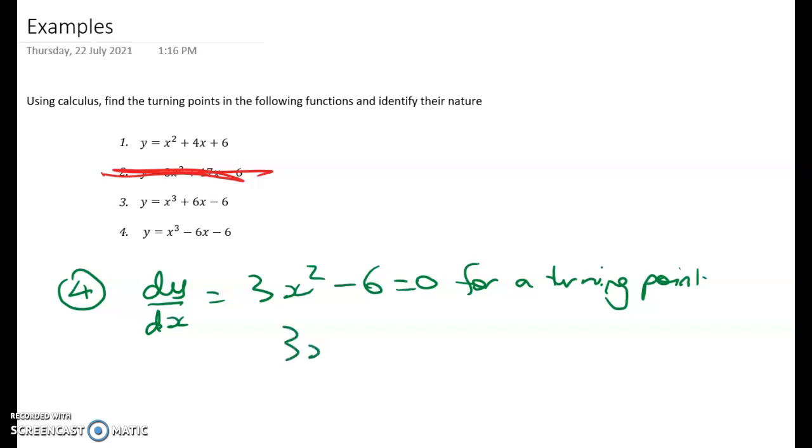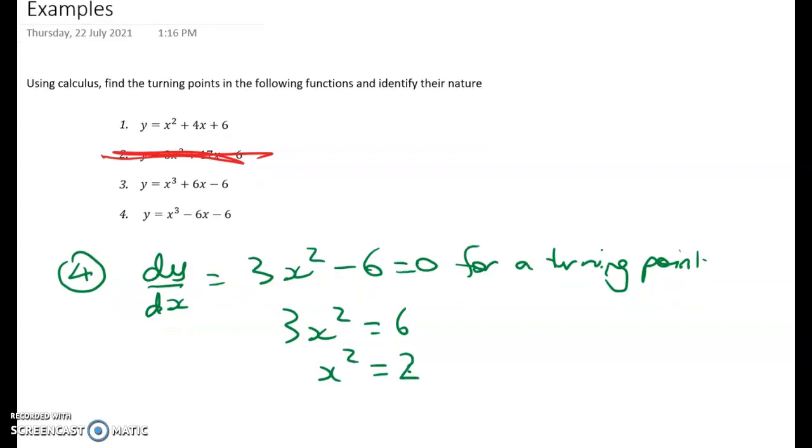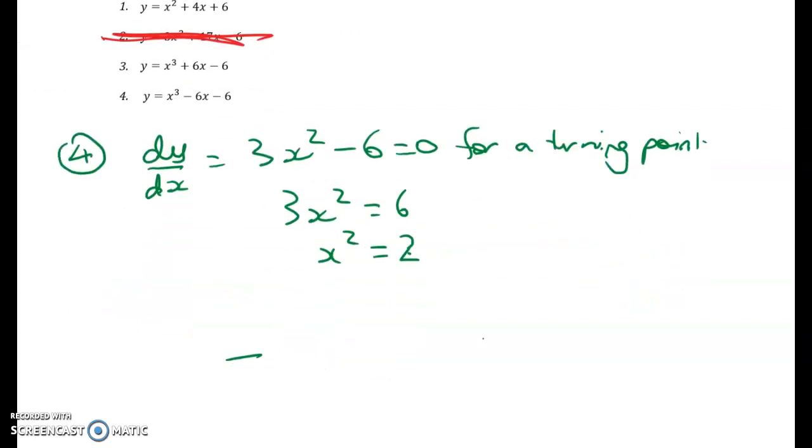That gives me 3x squared equals 6. X squared is equal to 2. Right, there are 2 solutions to that equation. X is equal to the square root of 2, or x is equal to negative root 2.